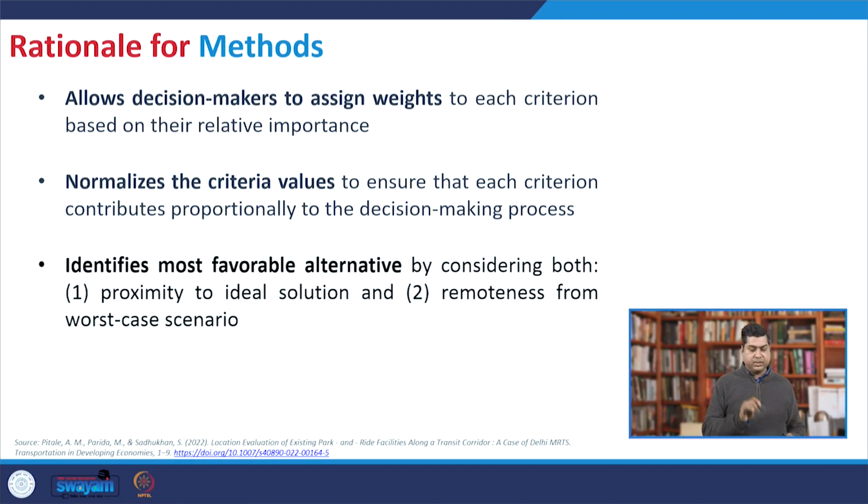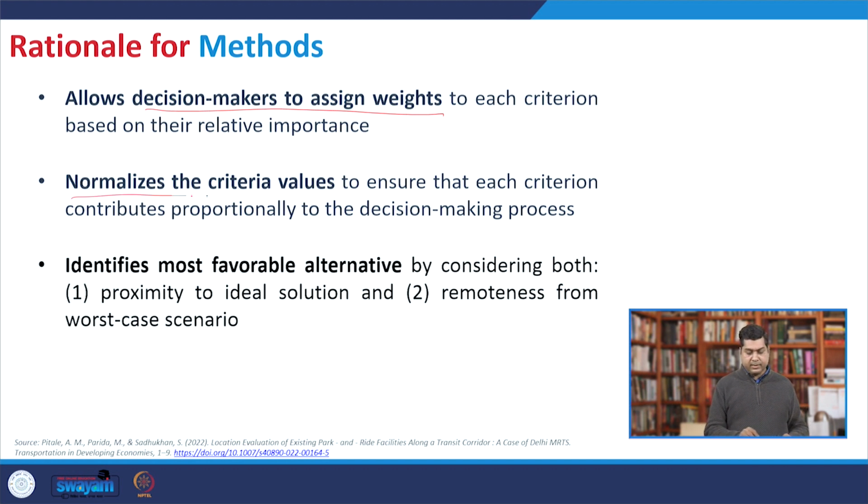One may differ, like whenever you go for different weightages to the attribute, then you can get different findings, but in this case the assumption was like that. Now the rationale for this method is that it allows decision makers to assign weight. In this case we assume equal weight for all criteria.